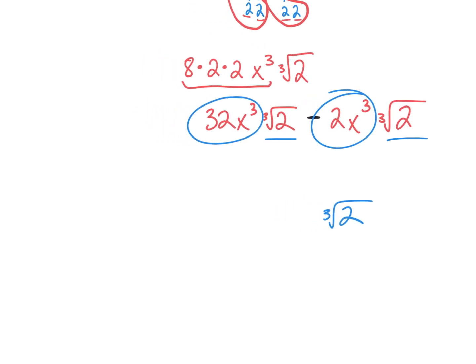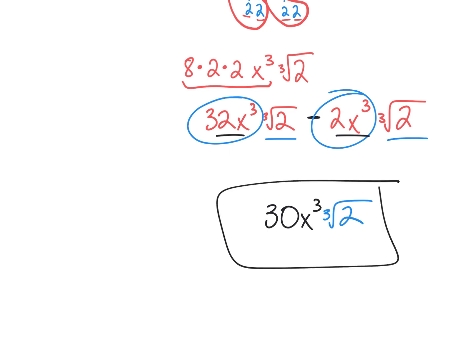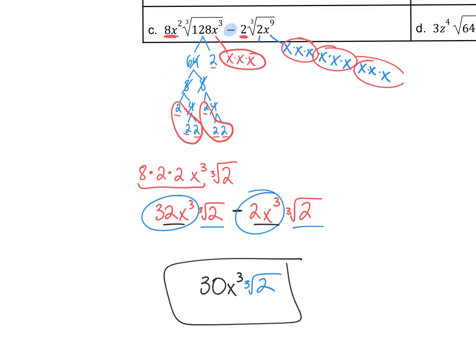For instance, don't write this down, but if I had 7x minus 5x, my answer would obviously be 2x, right? I'd keep that x. I'd really only be subtracting 7 minus 5, which would give me 2x. So that is essentially what we're doing here. The only thing I'm subtracting are those coefficients, 32x cubed minus 2x cubed. Well, what is that? 32 minus 2 is 30x cubed. That's my answer. I'll zoom out here, let you see it again.